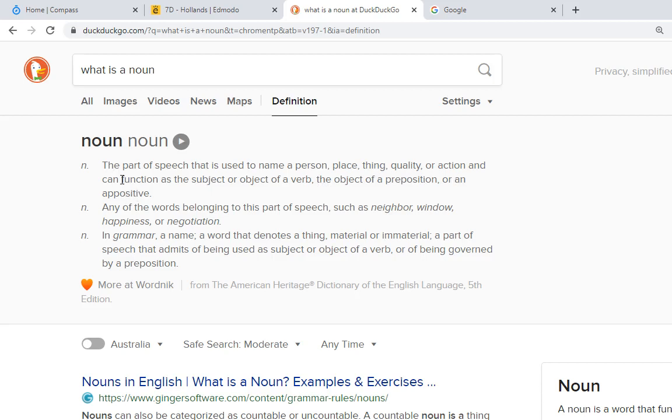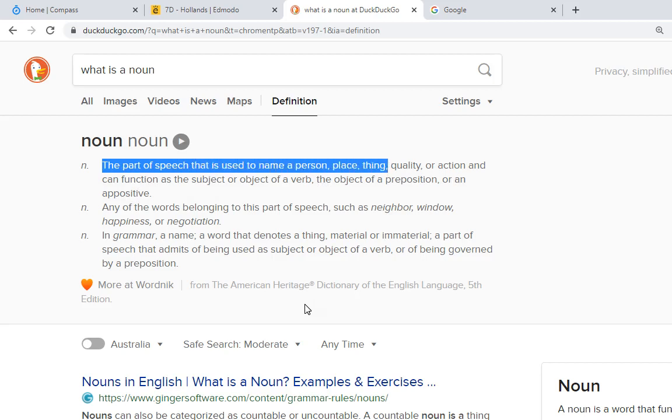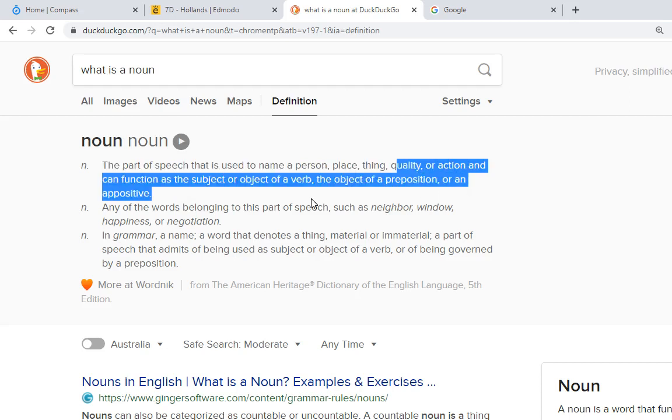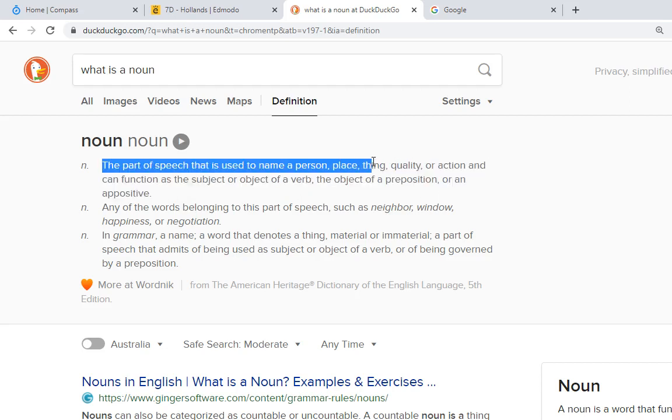Now, part of that I understand. The part of speech that is used to name a person, place, or thing. That's probably the main thing. Okay, now the rest of that I read, but it didn't all make sense to me. So that part became useless to me. But this bit here, this is useful information. So in your research, that's the kind of thing I want you to dig out, and that I want you to put in your book.